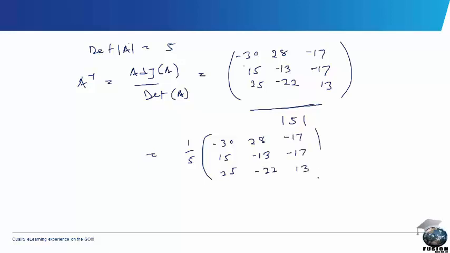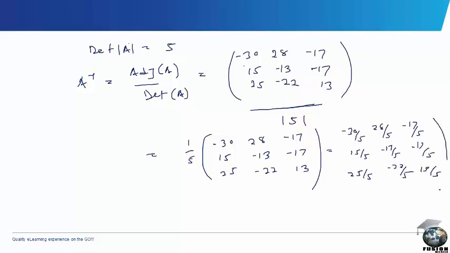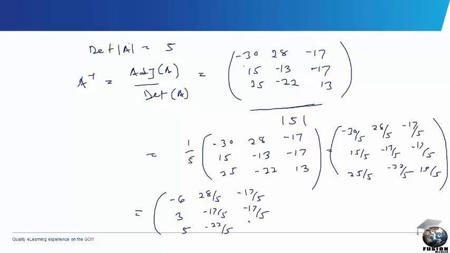and so this is as good as saying minus 30 over 5, 28 over 5, minus 17 over 5, 15 over 5, minus 13 over 5, and then minus 7 over 5, and then we have 25 over 5, minus 22 over 5, and then 13 over 5. Okay, so for those that can be divided simply, minus 30 over 5 gives minus 6, and then this becomes 28 over 5, and then minus 17 over 5, 15 over 5 gives 3, and then 25 over 5 gives 5, minus 22 over 5, and then 13 over 5. And so therefore this is the inverse of this matrix.